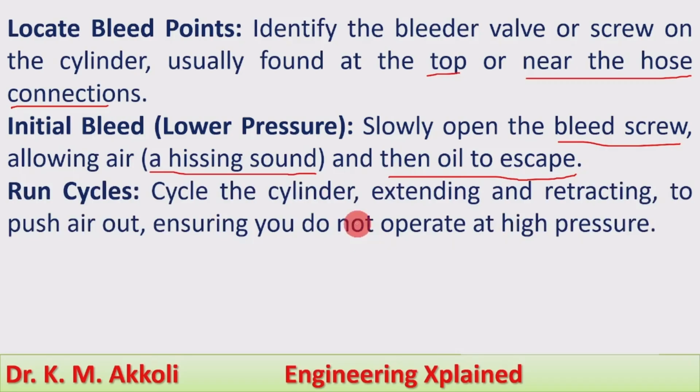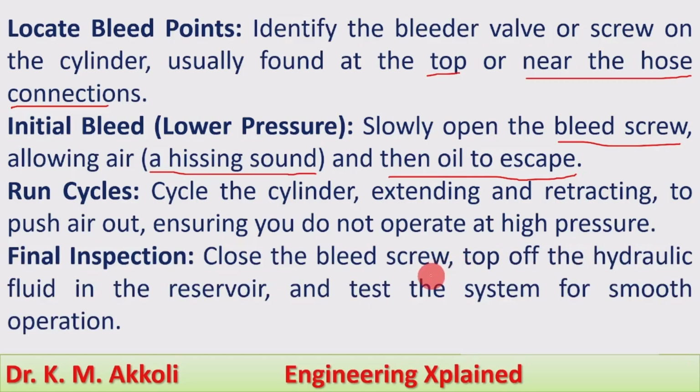Run cycles: cycle the cylinder, extending and retracting to push air out, ensuring it does not operate at high pressure. By continuous extension and retraction we can also remove the air, but at a lower pressure. Then the final inspection: either by loosening the bleeder valve or by extending and retracting, if we remove the air and close that valve, we do the final inspection.